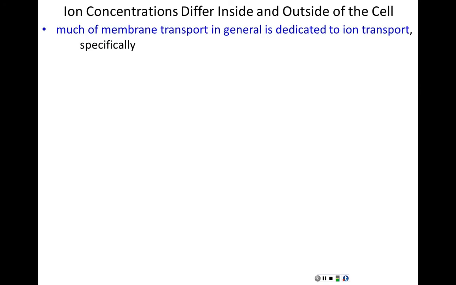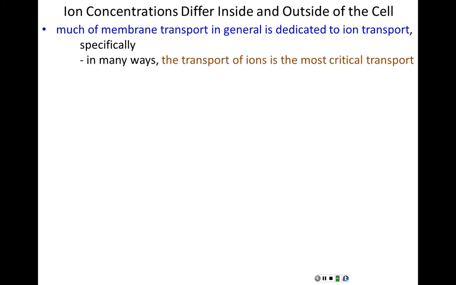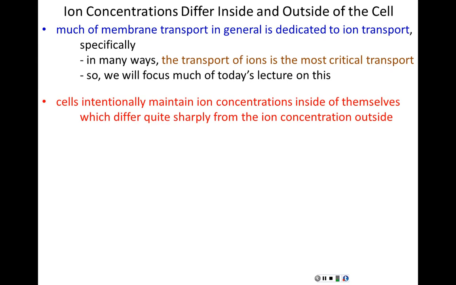So back to the idea of ions, more specifically ion concentrations, concentration gradients, and all of that. I've already said it in the opening slides, but much of the transport across membranes is dedicated in general to ion transport. Ions are the most critical molecules for a cell to consider around its membrane and the most critical molecules to be transported. So in many ways, the transport of ions is the most critical of all the cellular membrane transport mechanisms, and for that reason, we focus on ion transport more than any other in today's lecture.